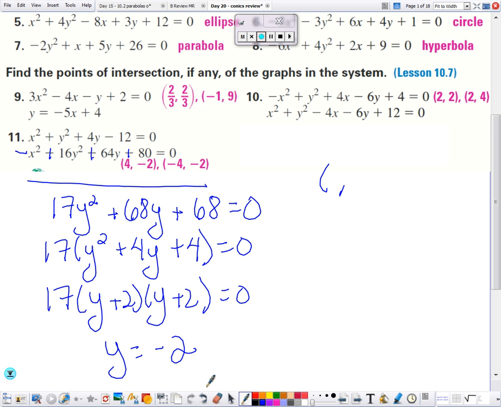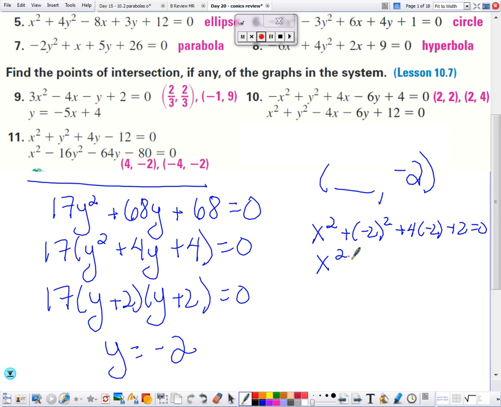So I need to find the x value when y is -2. And let's see, which one? I definitely want to use the first one. It has less negatives. It has smaller coefficient numbers here. So we get x squared plus (-2) squared, squared, times -2 minus 12. So that's plus 4 minus 8. That's supposed to be 12 minus 12.